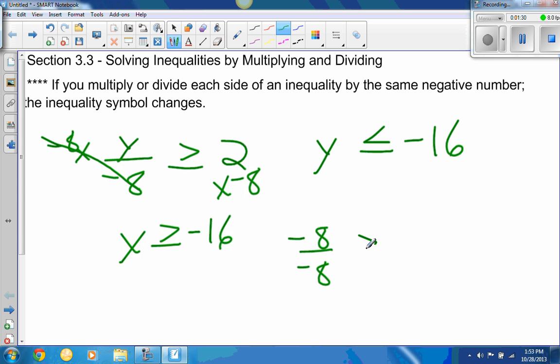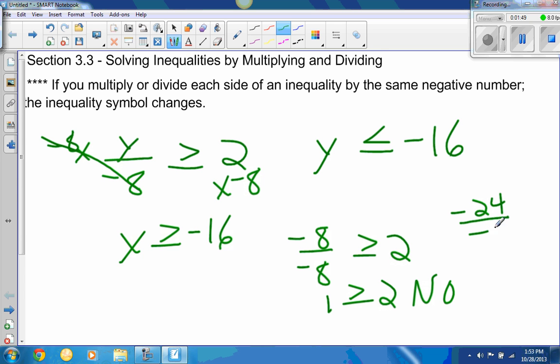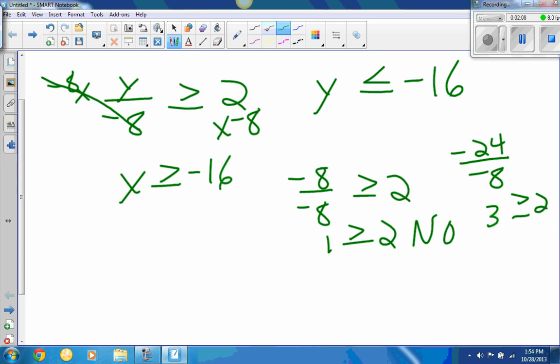So -8 divided by -8, is that greater than or equal to 2? -8 divided by -8 is 1. Is 1 greater than or equal to 2? No, it didn't work. But if I plug a number in that's less than or equal, again one that's going to work, I'm going to plug -24 in. That'd be less than -16, right? That divided by -8 would give you a +3. Is +3 greater than or equal to 2 from my original problem? Yes, it is. So if I don't flip this, I will get the opposite of the answers that I should have.